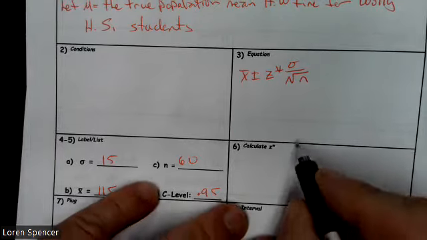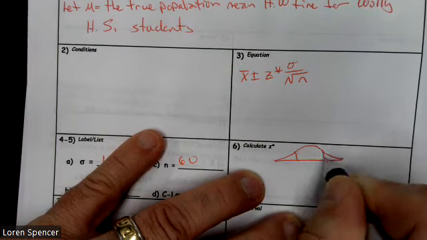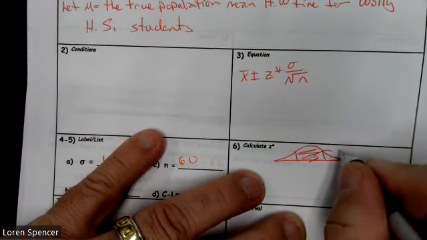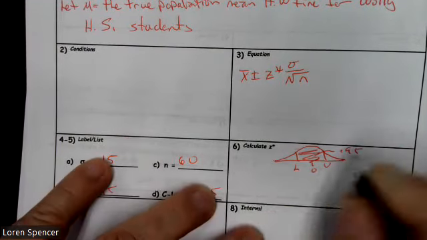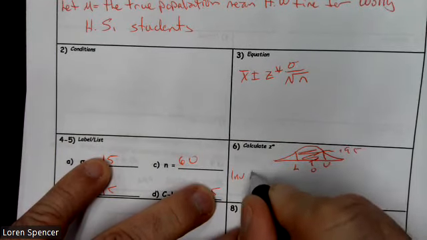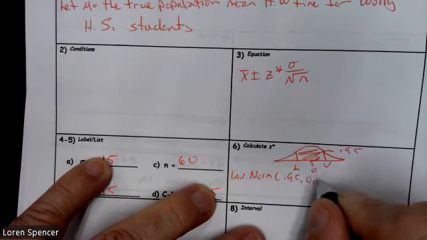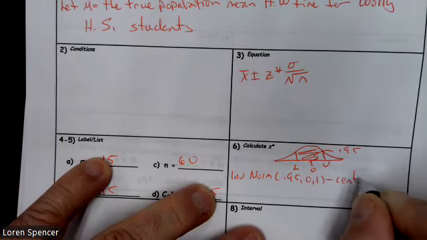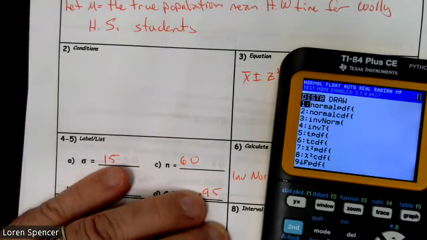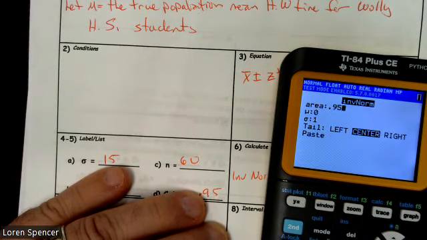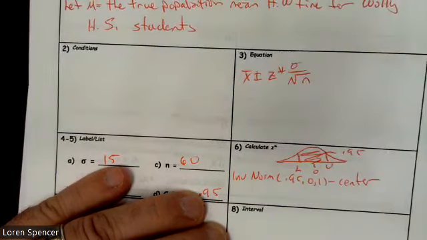So at that point, I need to calculate my z star. My picture is going to look something like this, where this area right here is 0.95. We're centered on 0 because it's a z, lower and upper. This will be an inverse norm. Second vars, inverse norm, 0.95, 0, 1, center. And we end up getting 1.9599.